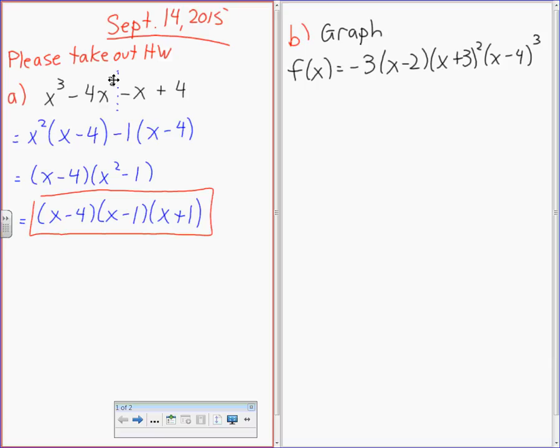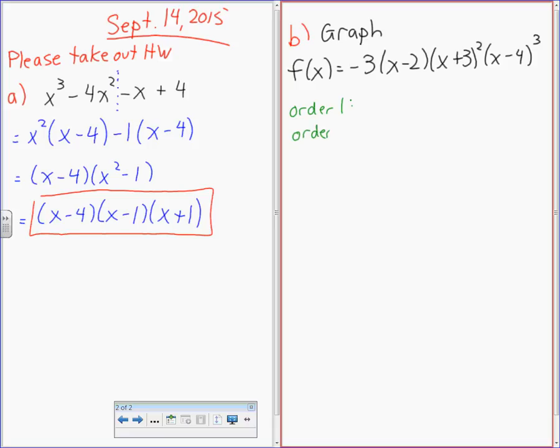Okay, so what they said is, did the book use order 1, order 2, order 3? Is that what they used? So that just means how many roots there are. Right on. Something of order 1 just means a single root. That's all they mean. So order 2 would be a double root, and order 3 would be a triple root.